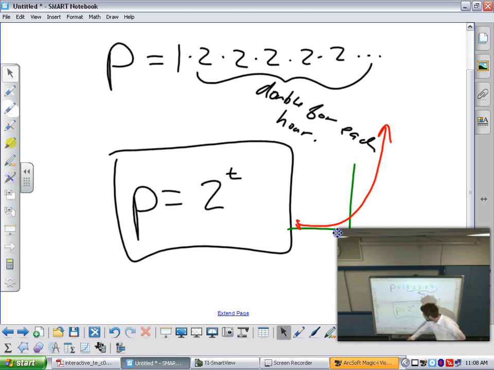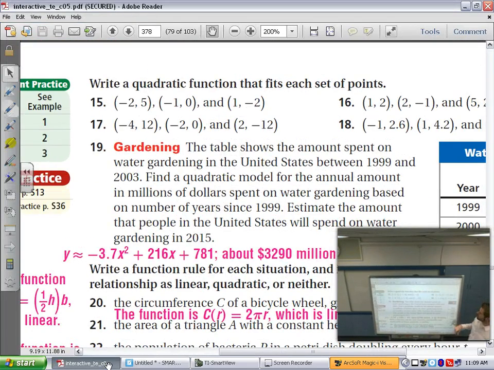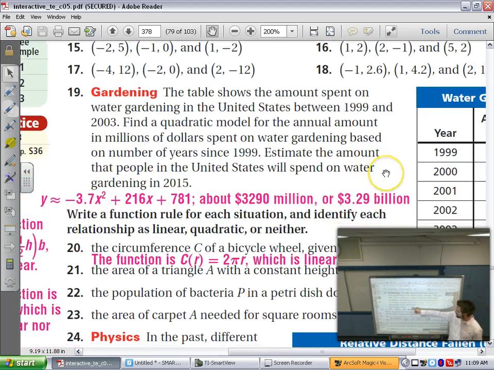The material from this section that's most important is, can you take points, plug them into your calculator, get an answer? When you do that, can you then plug in something else, like year 2015, and get an answer?